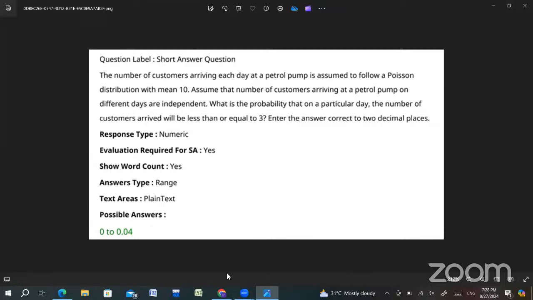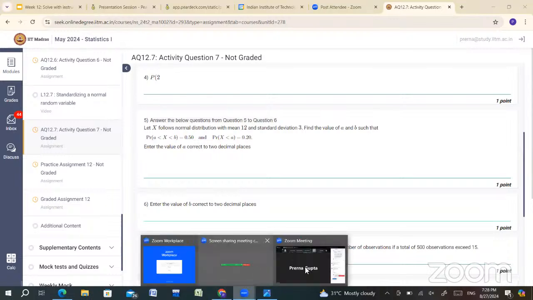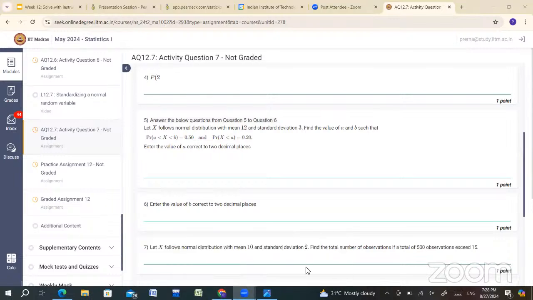Is x equal to 0 applicable here in the Poisson distribution? X equals 0 means x is taking the value 0, which is correct.